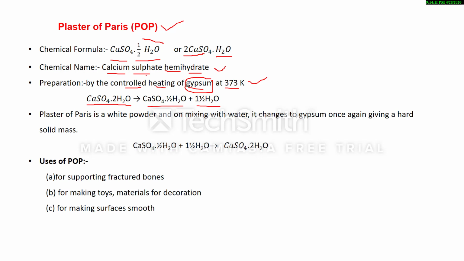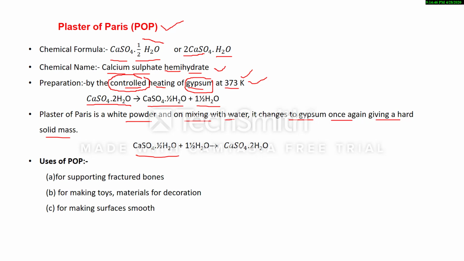Now one precaution is there. We have to heat in a controlled manner. It means if the temperature is more than this, then this half water molecule will also be removed, and whatever product is obtained will not show the characteristic properties of plaster of Paris. That's why heating should be controlled. Plaster of Paris is a white powder, and on mixing with water, it changes to gypsum once again, giving a hard solid mass. That is the reverse of its preparation.